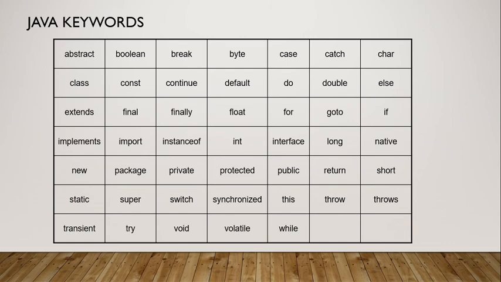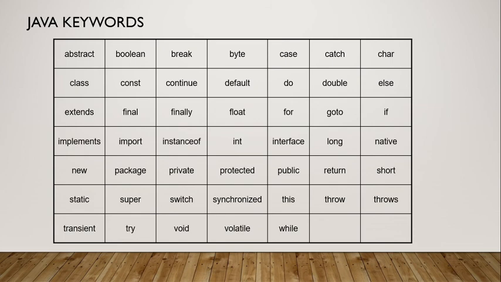Final. Java final keyword is used to indicate that a variable holds a constant value. It is applied with a variable. It is used to restrict the user. Finally. Java finally keyword indicates a block of code in a try-catch structure. This block is always executed whether exception is handled or not.